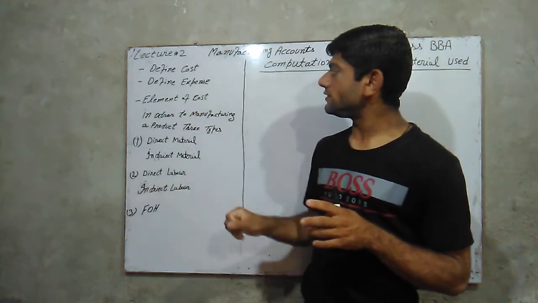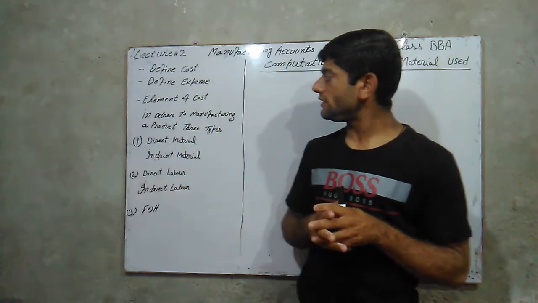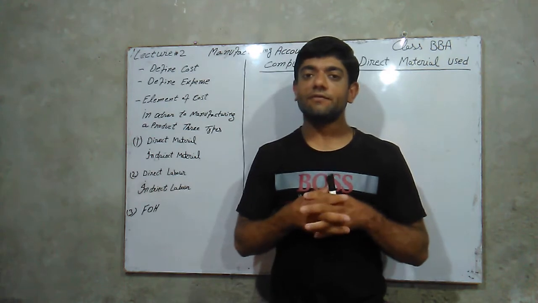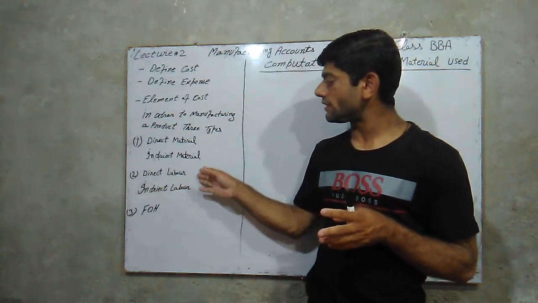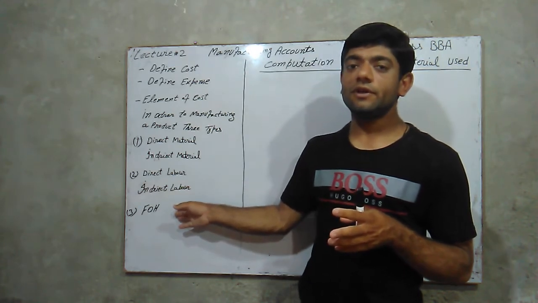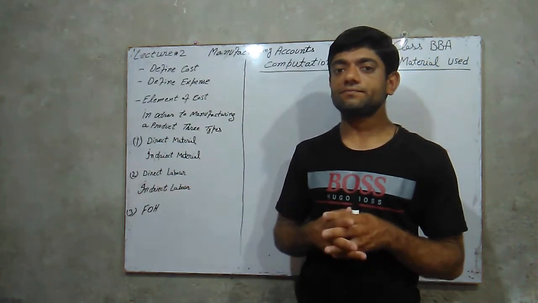Element of cost. In order to manufacture a product, there are three types of cost. First one is direct material cost, direct labor cost, and FOH, factory overhead cost.